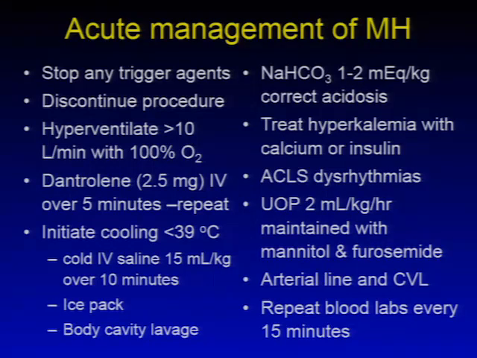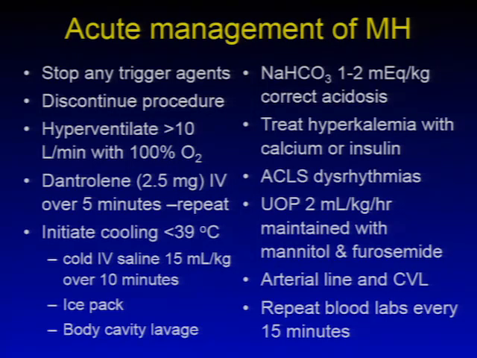Acute management of malignant hyperthermia is to stop any triggering agent, possibly discontinue the procedure, hyperventilate over 10 liters per minute with 100% oxygen, and give dantrolene 2.5 milligrams per kilogram over 5 minutes and repeat as needed. Initiate cooling activities to bring temperature below 39 degrees Celsius, including cold IV saline at 15 milliliters per kilogram over 10 minutes, ice packs, body cavity lavage, and the use of sodium bicarbonate 1 to 2 milliequivalents per kilo to correct any acidosis. Treat hyperkalemia with either insulin or even calcium if necessary.